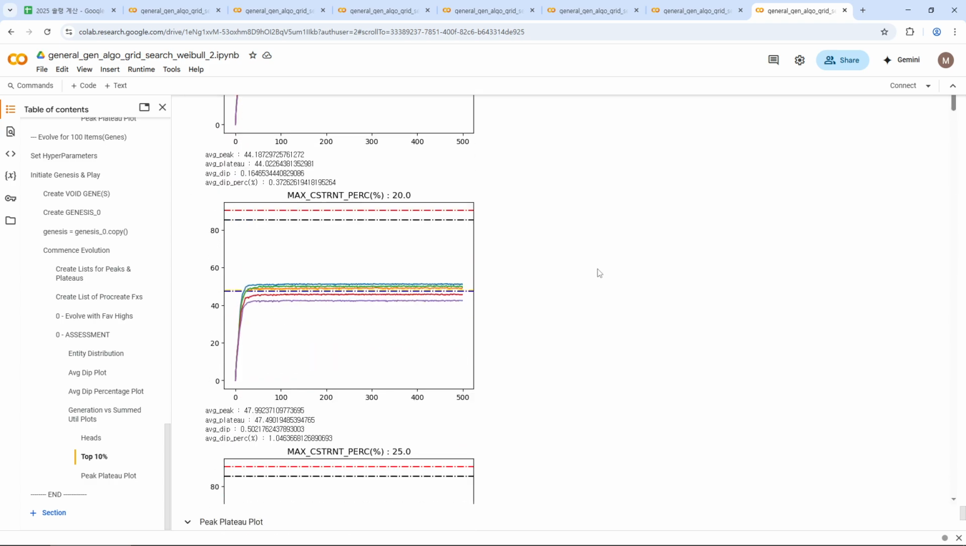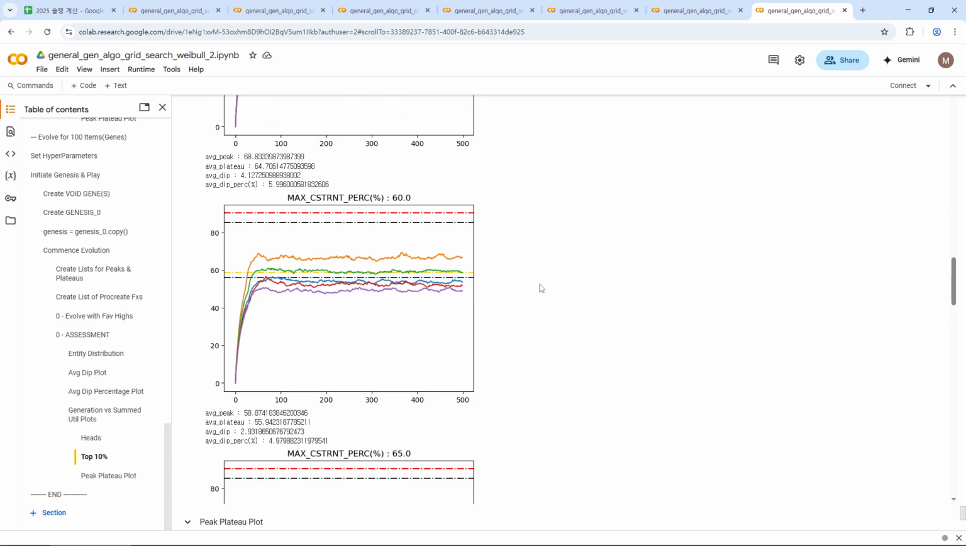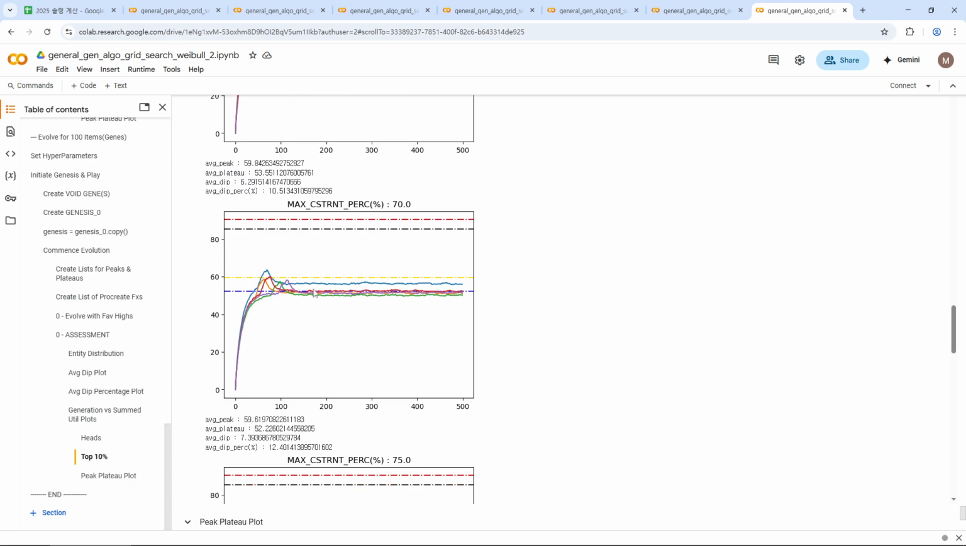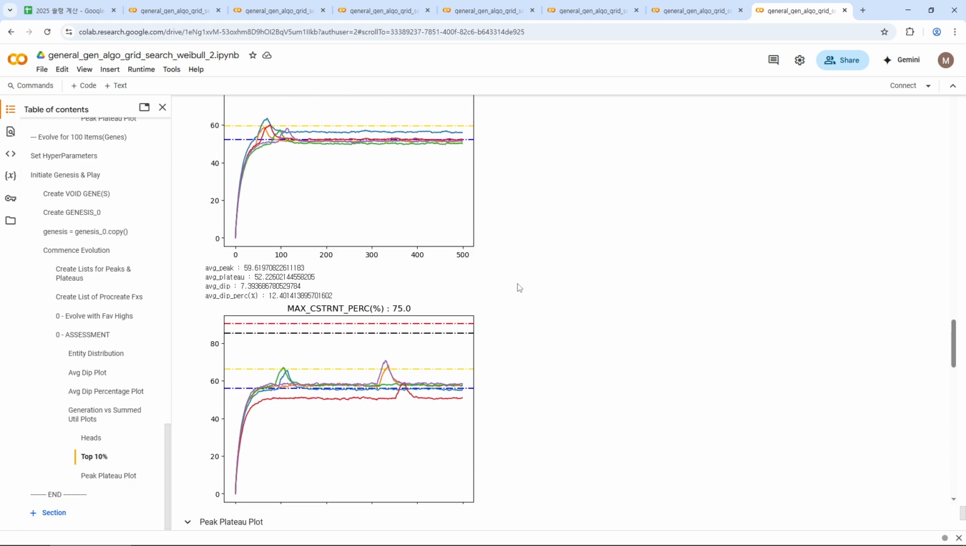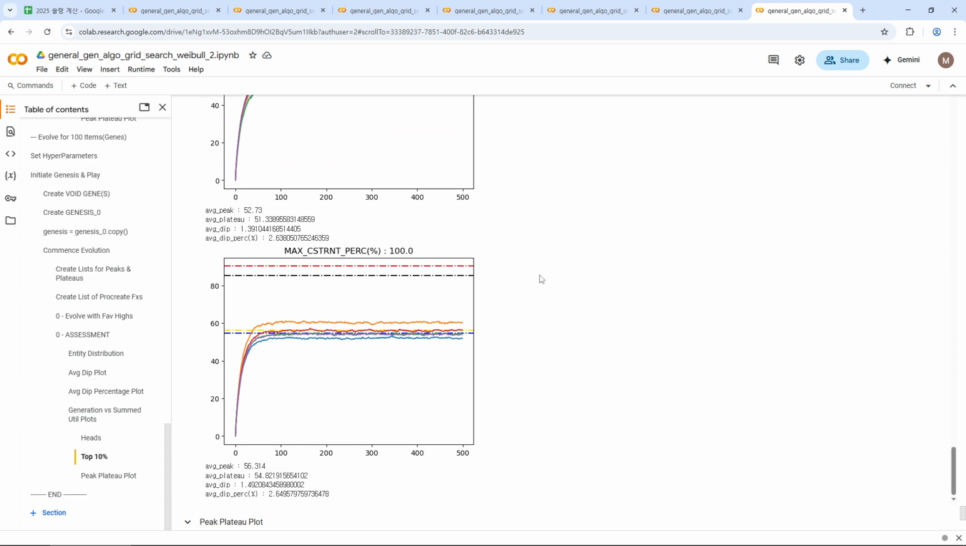And let's just see the peaks and plateaus. Yep, happening, and not happening. Okay.